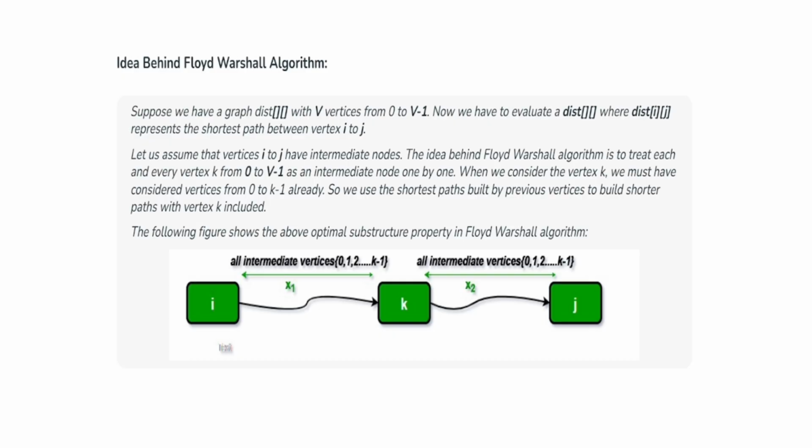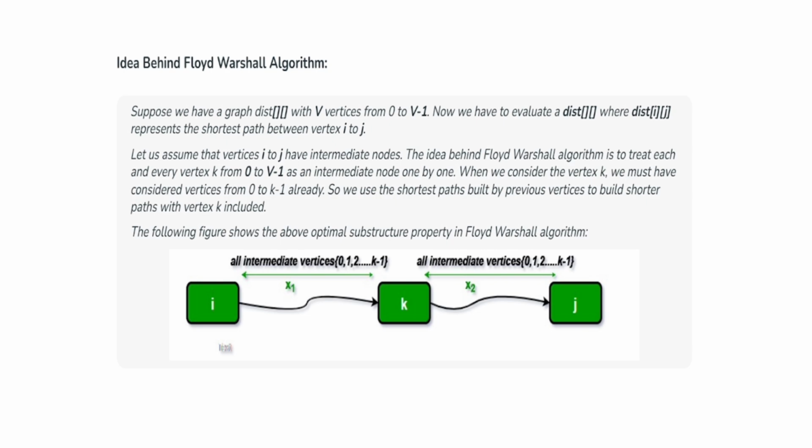Suppose we have a graph as a two-dimensional distance array with the vertices 0 to V minus 1. Now we evaluate the distance, where distance i, j represents the shortest path between the vertex i and j. Now the path from i to j may have intermediate nodes. The idea is to treat each and every node from 0 to V minus 1 as an intermediate node one by one. Why? Because we have to find the shortest path between each pair of vertices. This is the ultimate aim of using the Floyd-Warshall algorithm.